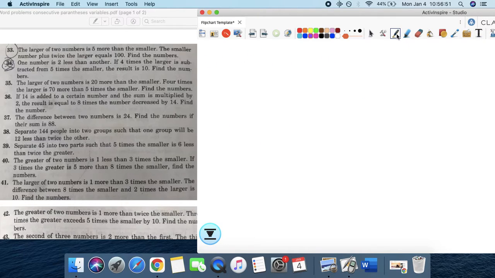36 is a little tricky. If 14 is added to a certain number, so they're saying that the sum of these two is multiplied by 2. The result is equal to 8 times the number, x, decreased by 14. That's my equation.